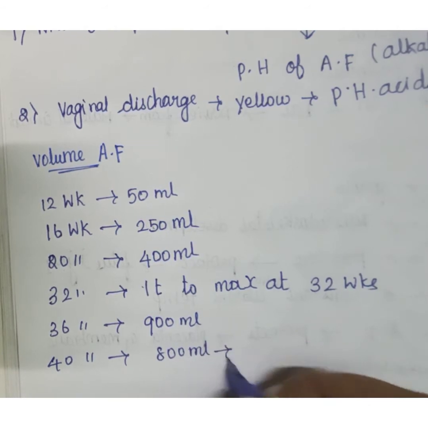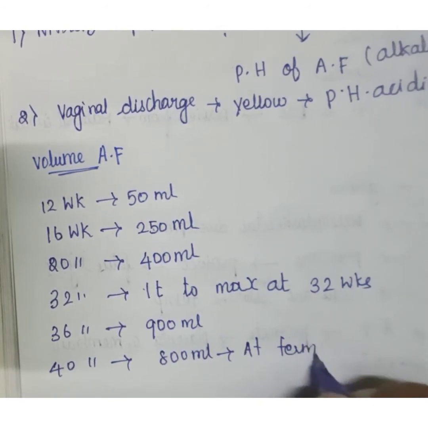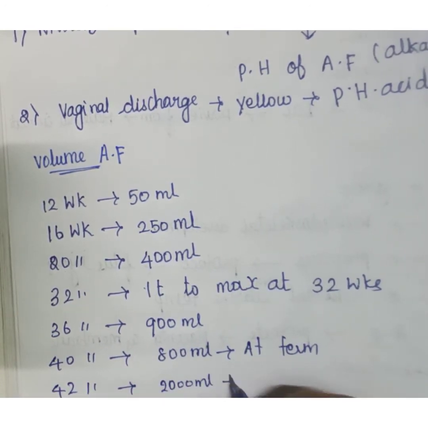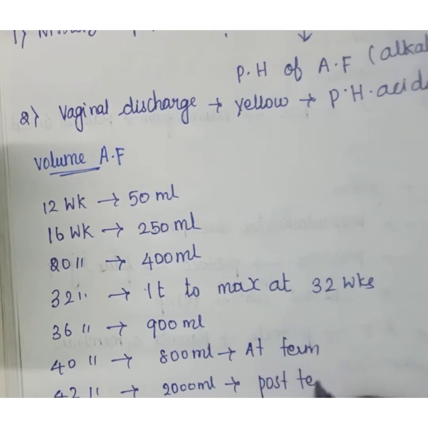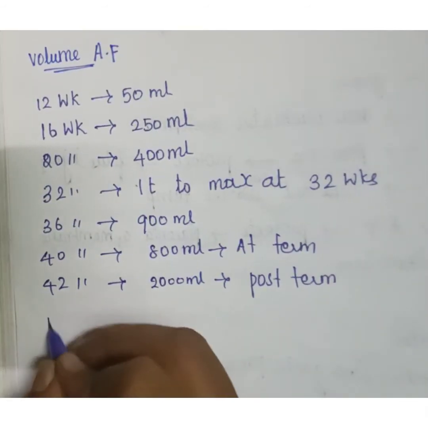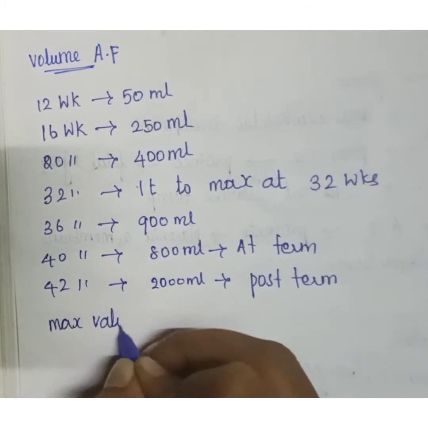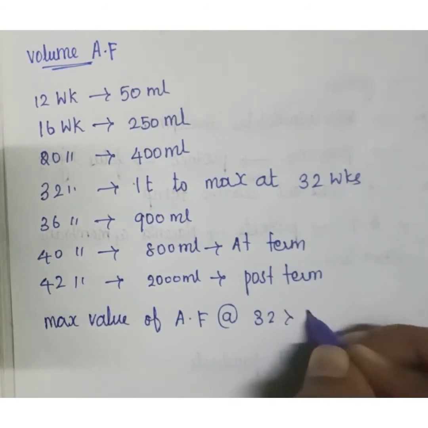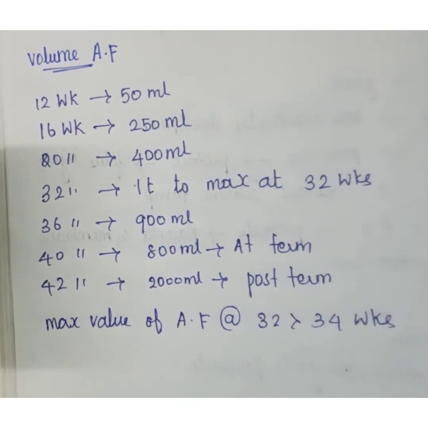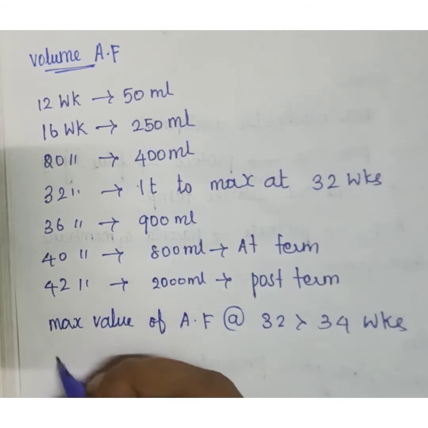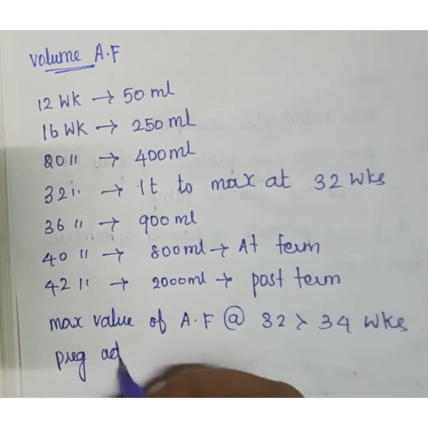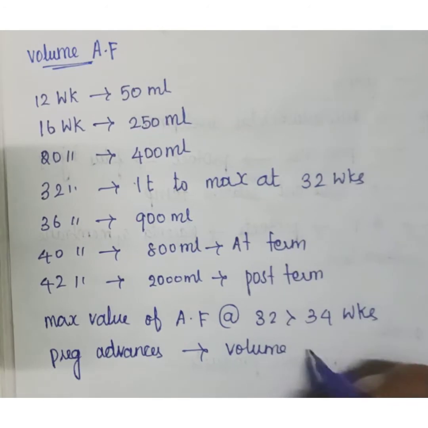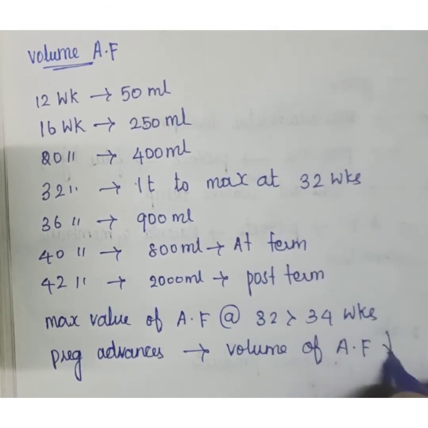That is at term. At 42 weeks it is 1000 ml, which means post term. The maximum value of amniotic fluid is at 32 to 34 weeks. After 34 weeks, as the pregnancy advances, the volume of amniotic fluid decreases.